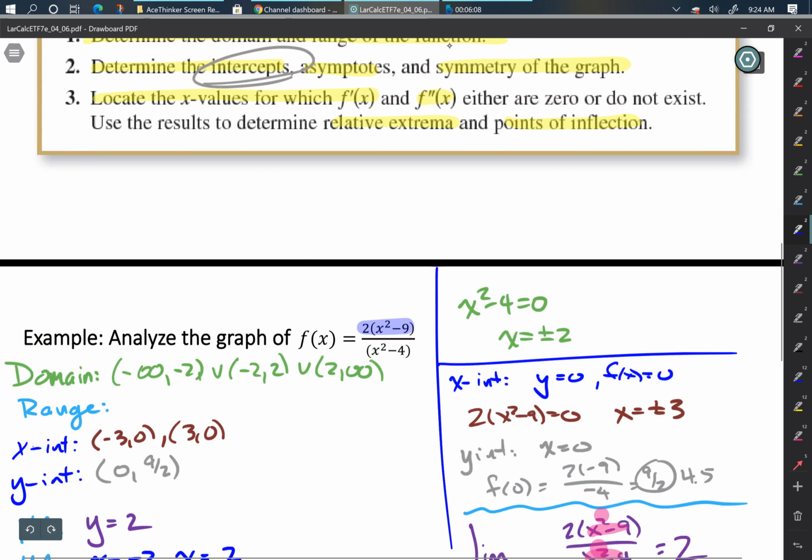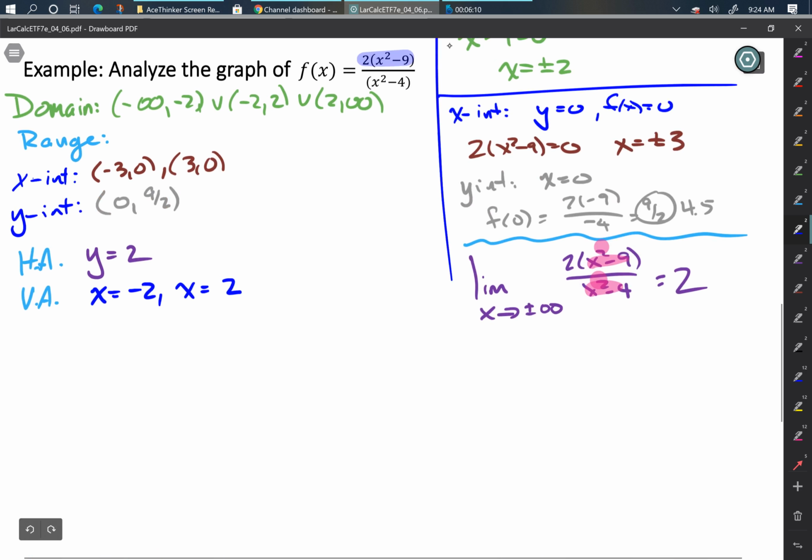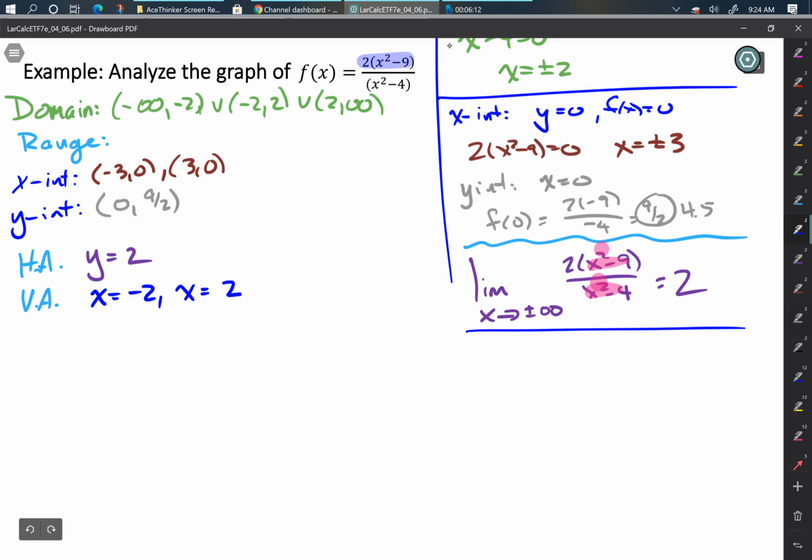Symmetry. Does this graph have any symmetry? Well, there are two types of symmetry we're interested in, even symmetry and odd symmetry. Even symmetry is when f of x is equal to f of negative x, and odd symmetry is when f of negative x is equal to negative 1 times f of x. Now, given that both of our powers are squares, the only possibility here is going to be even symmetry, so I'm not even going to bother checking odd.